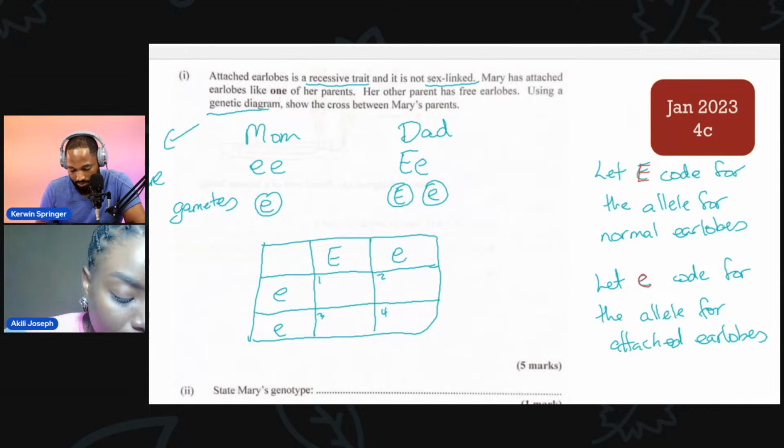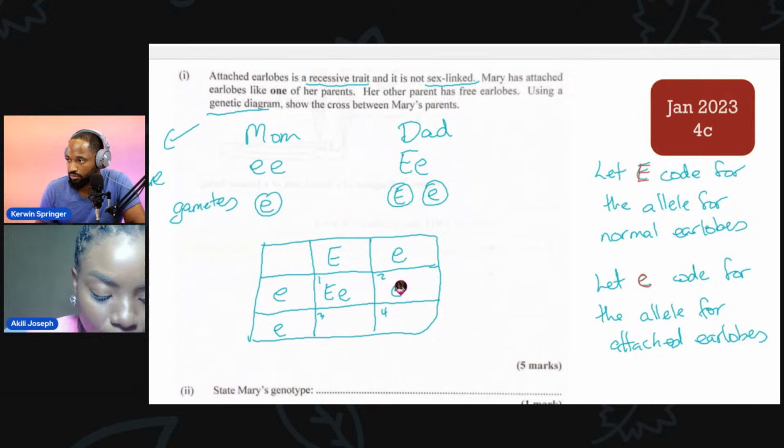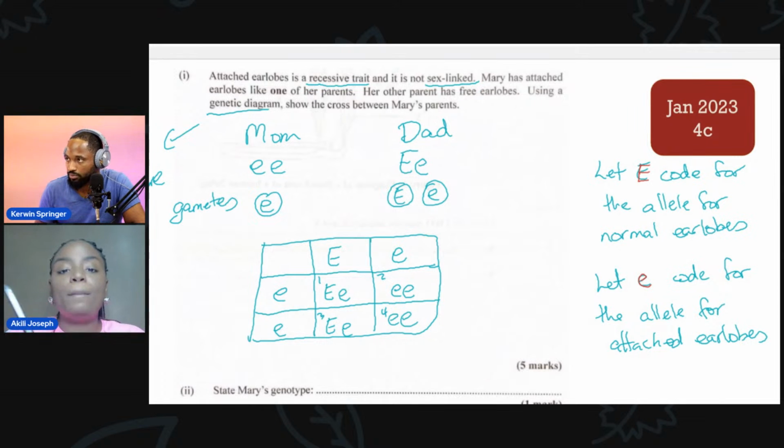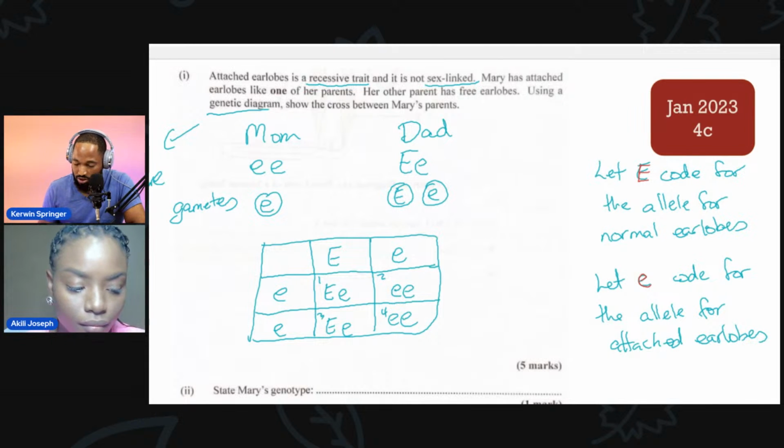So in the first box, you would have the big E gamete from daddy with the small E from mommy. In the second box, you have small E from daddy, small E from mommy. The third box will be big E from daddy and small E from mommy. And the last box will be small E from daddy, small E from mommy, right? So these are the 4 possible combinations that can be produced when this particular mom with this genotype and this particular dad with this genotype reproduce. These here, we call the genotypes up top.